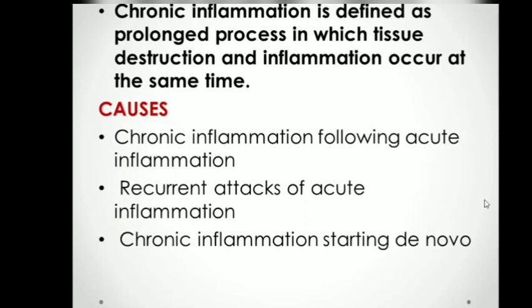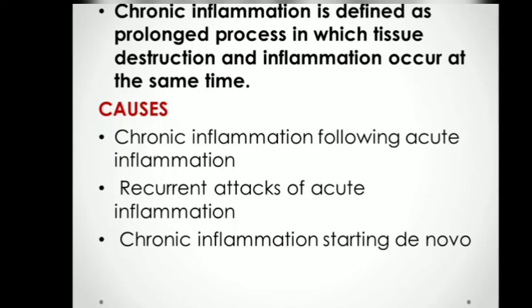Chronic inflammation may be caused in one of three ways. First is chronic inflammation following acute inflammation. So when the tissue destruction is extensive, or the bacteria survive and persist in small numbers at the site of acute inflammation, for example in cases of osteomyelitis, pneumonia, lung abscess, etc. That is chronic inflammation following acute inflammation.